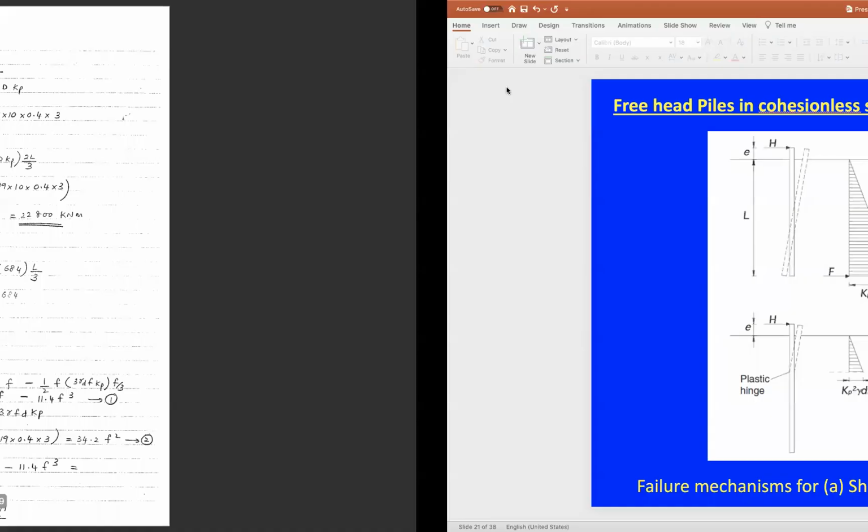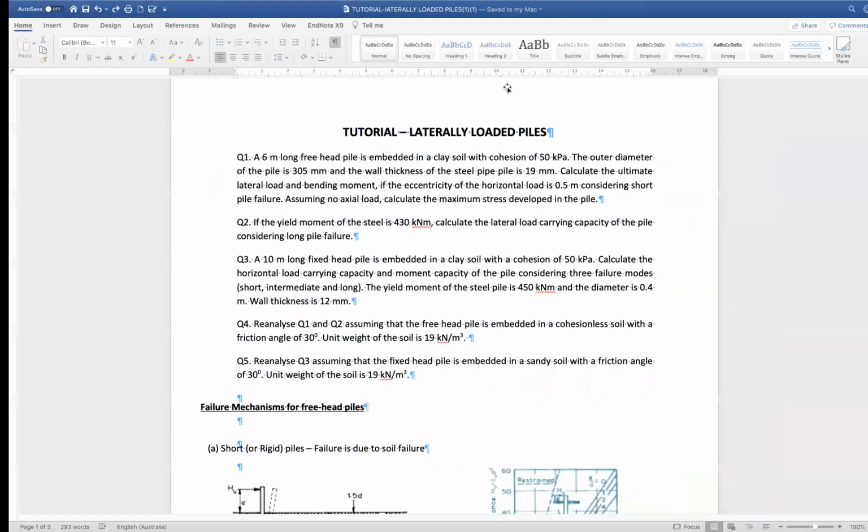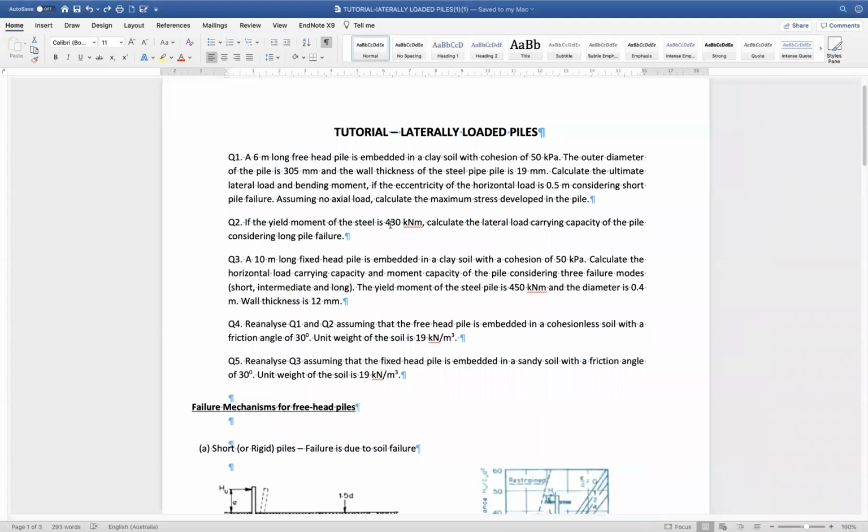So for the long pile failure scenario, we need to find the value of M maximum. M maximum will be the same as M yield. M yield is given in these questions as 430. So that will be the value of M maximum on the system, or the M yield on the system. We need now to work out the value of the lateral load carrying capacity of the pile, considering the long pile failure scenario, but considering the cohesionless soil as we said before.